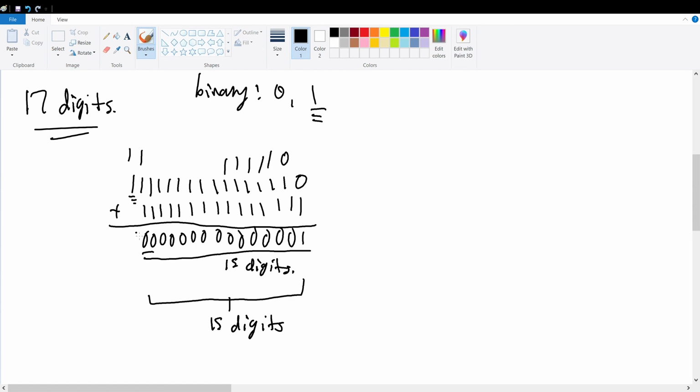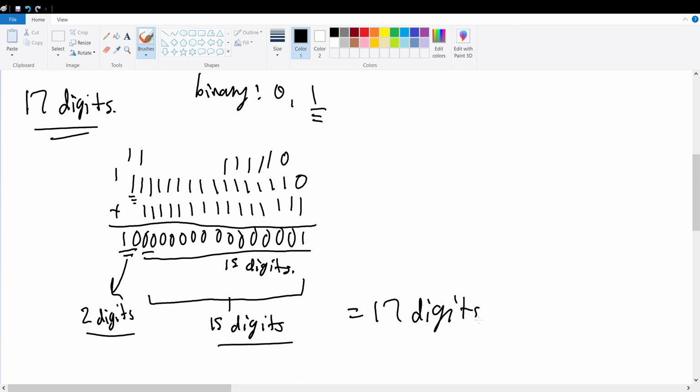And 1 plus 1 is 2, but 2 is greater than 1. So we must put down a 0 and carry a 1 over again because we have an extra 1 in this binary number. Hence, 1 plus 0 will give us 1. And remaining with the 1 0 will give an extra 2 digits. Hence, 2 digits added to 15 digits will give us 17 digits, which is the solution to this question, and the summed number of these two terms.